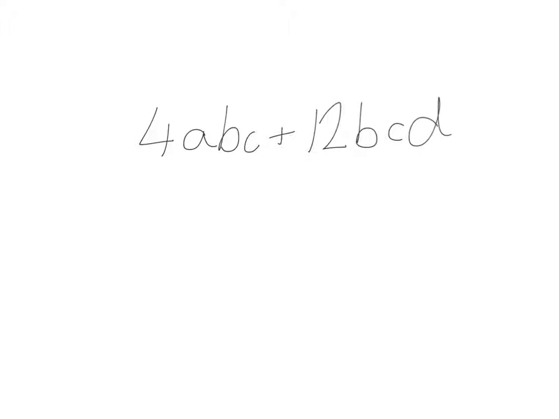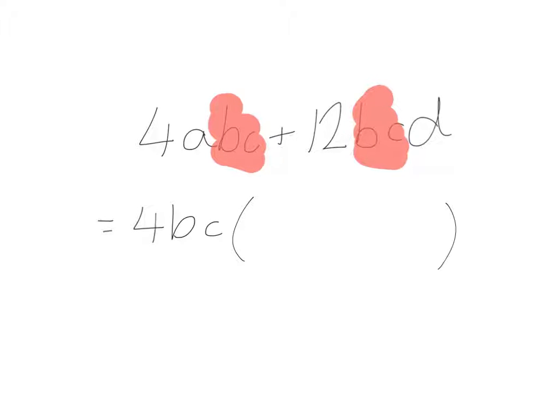Okay, in this fourth example, we just have to follow through the same process, it's just this time the terms are a bit bigger. Step 1, look for the biggest number that divides this and divides this. So look at what's the biggest number that divides 4 and 12. That's going to be 4. Step 2, look for the letters that they have in common. So we can see that this one here has BC in common, and this one here has BC in common. So that means they are going to come outside my bracket. Okay, 4BC is my highest common factor.